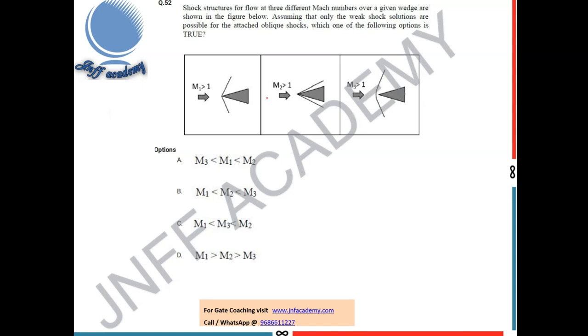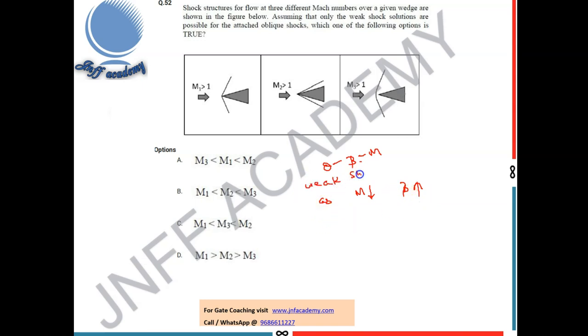Okay, this question is very straightforward, a very easy question, if you know the theta beta relationship for strong shock and weak shock. So there is a relationship we studied, the theta beta Mach number relationship. It's a complicated relationship. What we know from that equation is, for weak shock solutions, as Mach number decreases, beta, which is nothing but your shock angle, increases. That's the relationship.